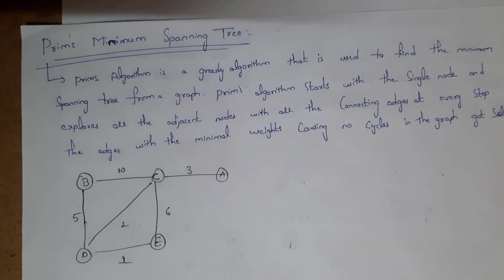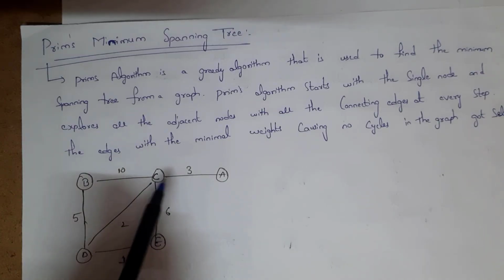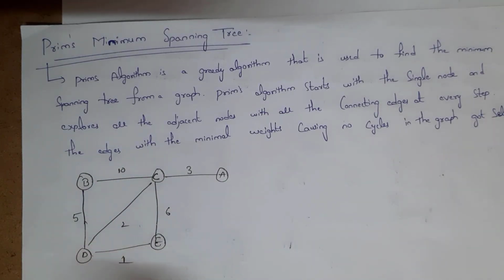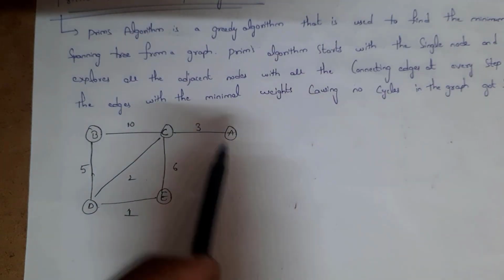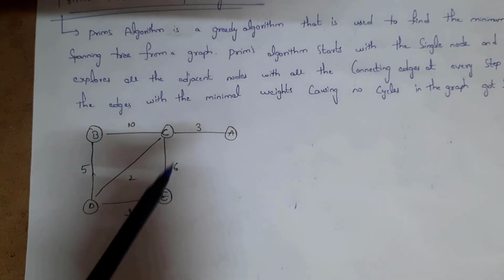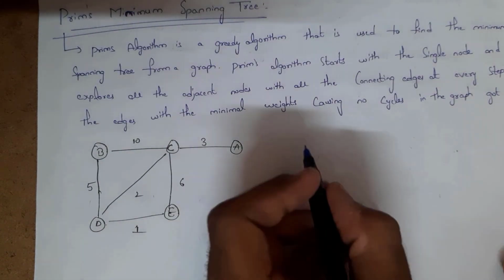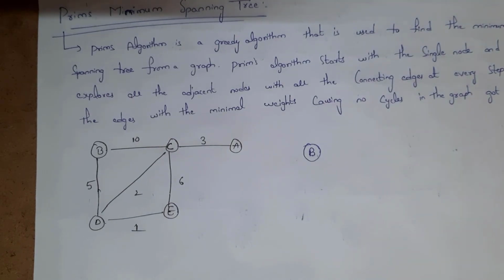Next, Prim's algorithm. In Prim's algorithm, at first we need to select any single node and then we should keep on connecting the adjacent nodes until we find the minimum spanning tree. I will give one example so that you can clearly understand. For example, this is a graph. Now we will find the minimum cost spanning tree for this graph by using Prim's method. At first we need to select any single node. For example, I am selecting node B and then we should keep on connecting the adjacent nodes.